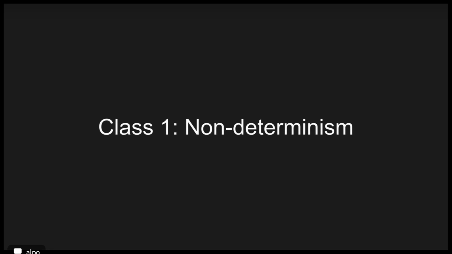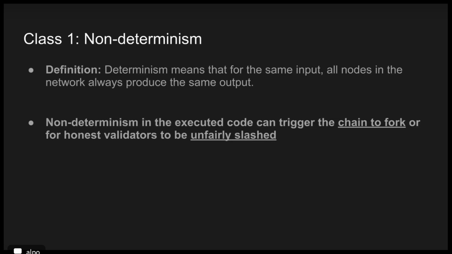So the first class is non-determinism, and this is something that, if you're familiar with, say, auditing Geth or something like that, it's pretty obvious. If you're coming from auditing contracts, it might be quite non-intuitive. Basically, determinism means that for the same input, all of your code gives the same output for every node in the network.